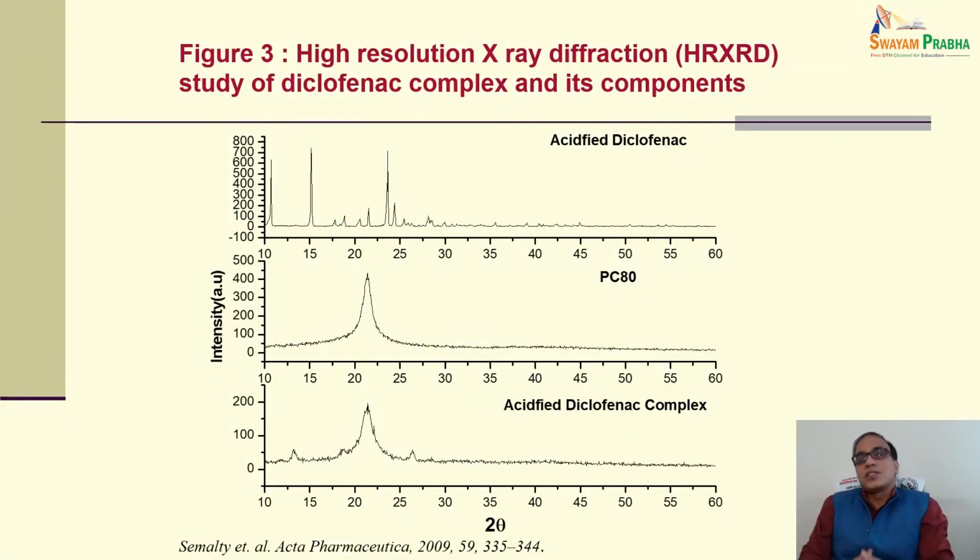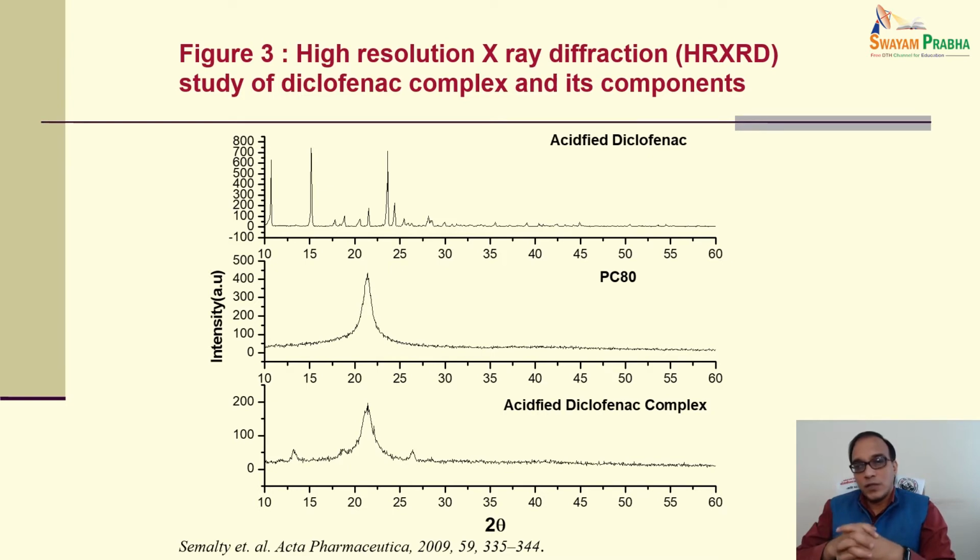Now moving to the solid state characteristics. What happens when we are preparing the complexes is that there is a transition of the drug from the crystalline phase to the amorphous phase. Basically, partial amorphization is occurring there. You can see in acidified diclofenac, it is one of our published papers in Acta Pharma in 2009.